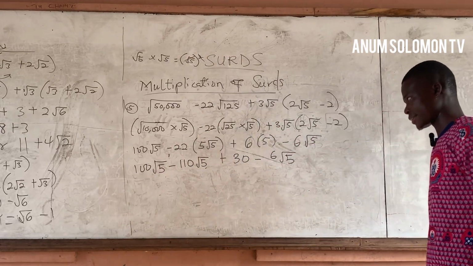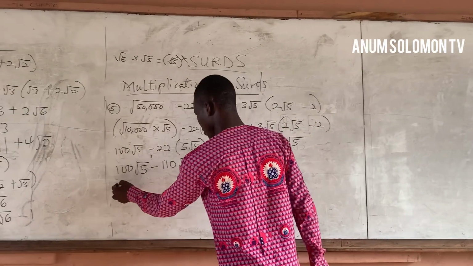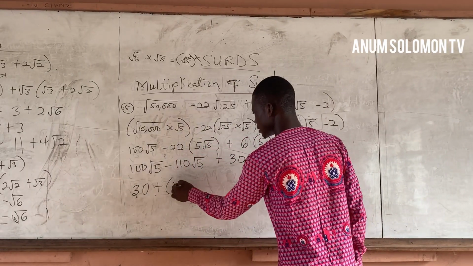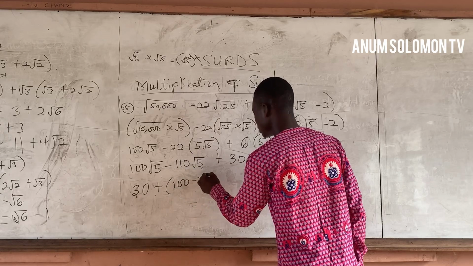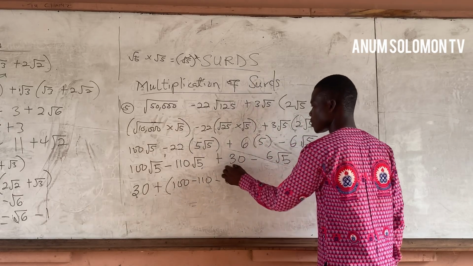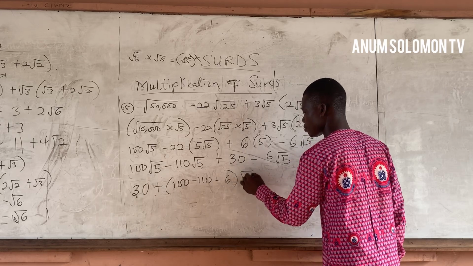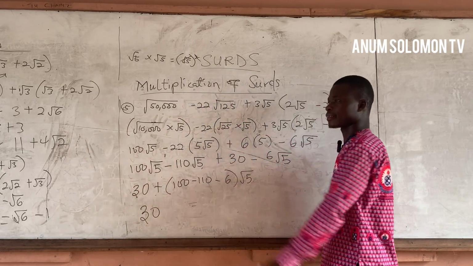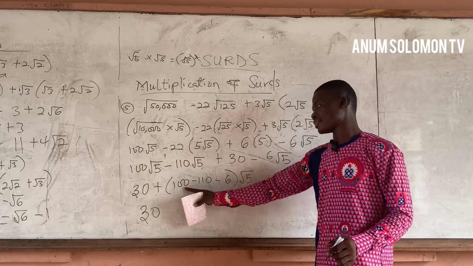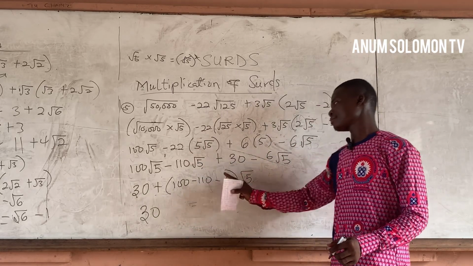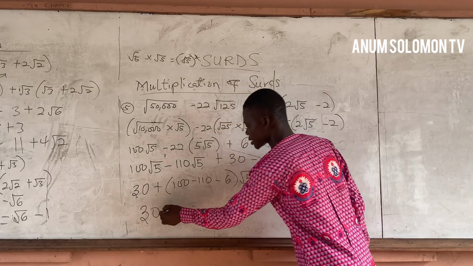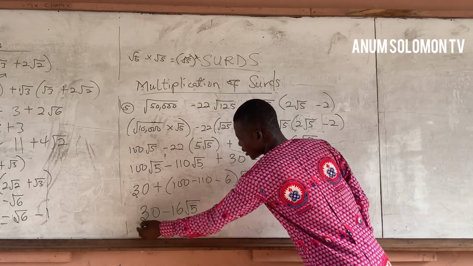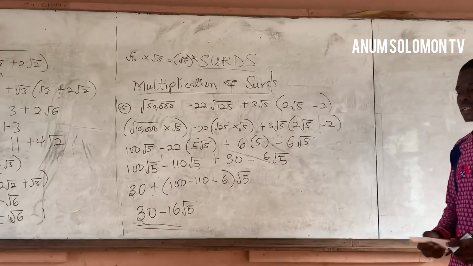Now let's check: root 5, root 5, root 5. They are like surds. So now let's take our time. So we have our 30 plus the 100 minus 110 minus 6, all root of what? 5. You're going to get 30, 100 minus 110 is negative 10. Minus 10 minus 6 is negative of what? 16 root of 5. And on this note, this is how to solve this problem.